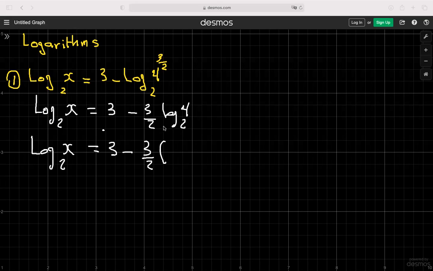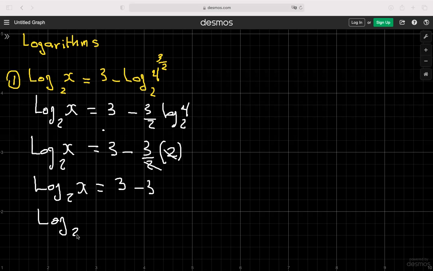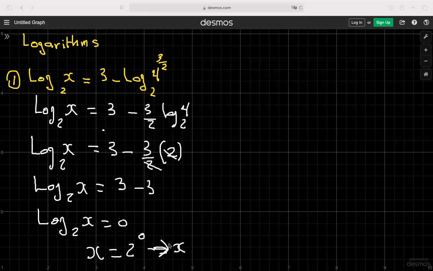Log base 2 of 4 is 2, because basically log base 2 of 4 is asking you 2 raised to what power gives you 4. 2 raised to 2 will give you 4, so the log base 2 of 4 is simply 2. And then we still have log base 2 of x equals 3. The 2's will cancel here, so you'll end up with 3 minus 3, and then log base 2 of x equals 0. Changing from logarithmic form to exponential form, x equals 2 to the power of 0, and therefore x equals 1, and that's the answer for that one.